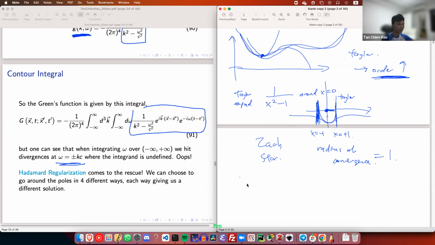But what if I Taylor expand a function like 1 over x squared plus 1?